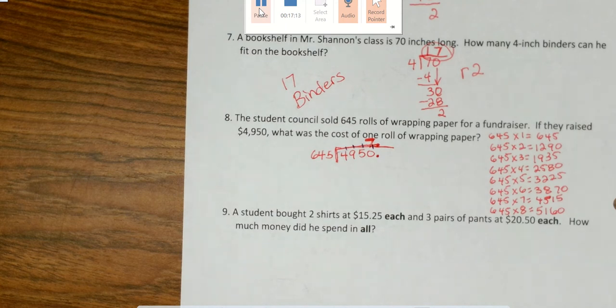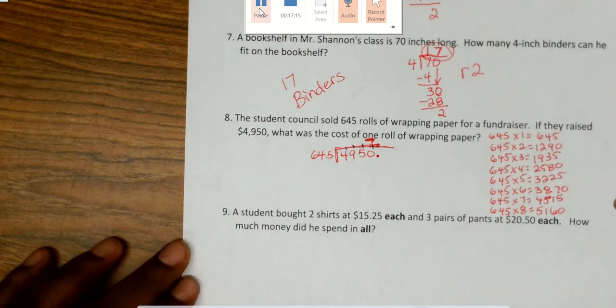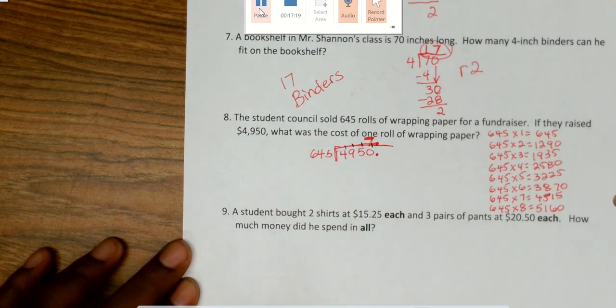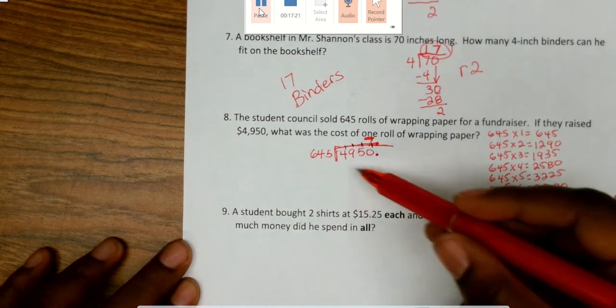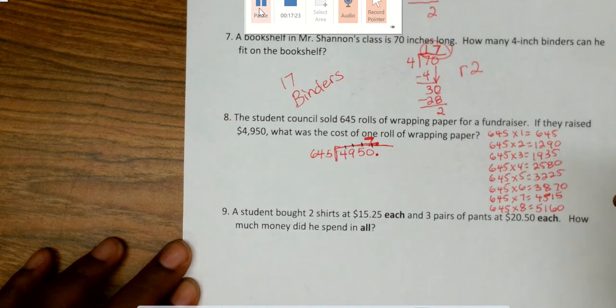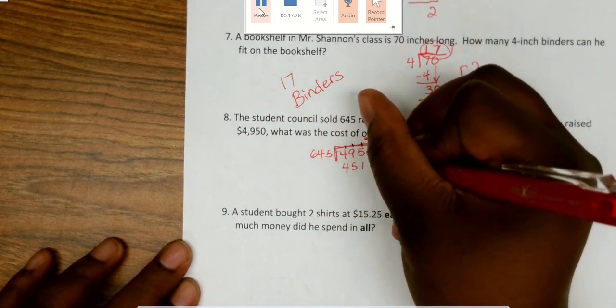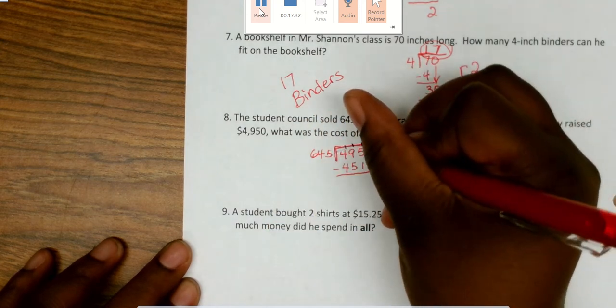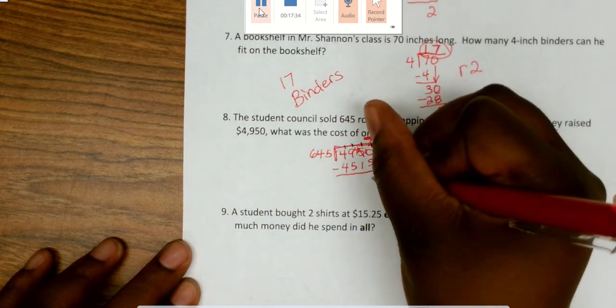All right. So we have that we could get 7 rows. We can get 7 out of 4,950. And now we're going to multiply that. 645 times 7 is 4,515. We're going to subtract that now. You got to do some borrowing here.